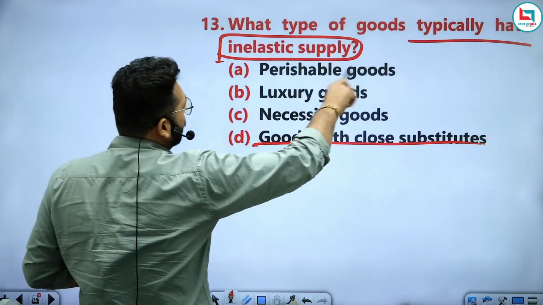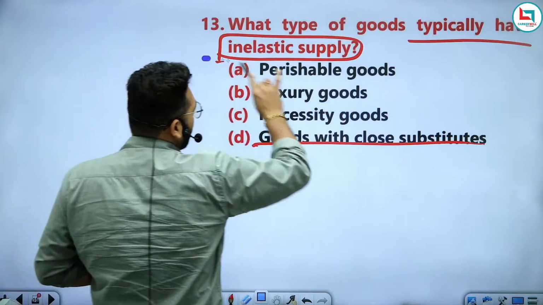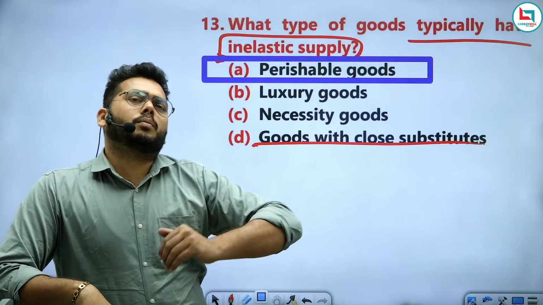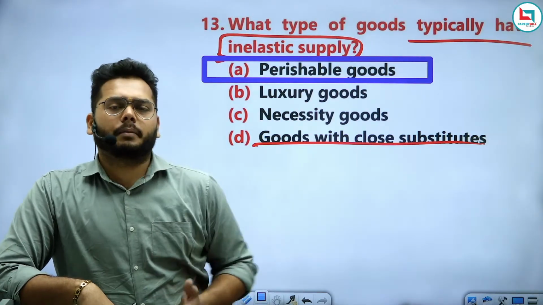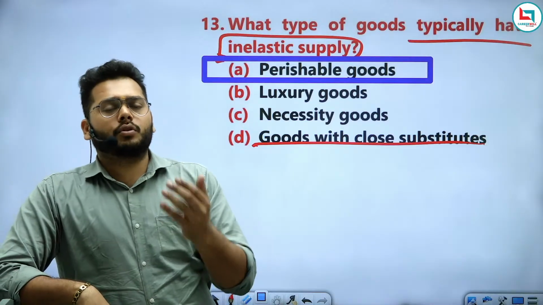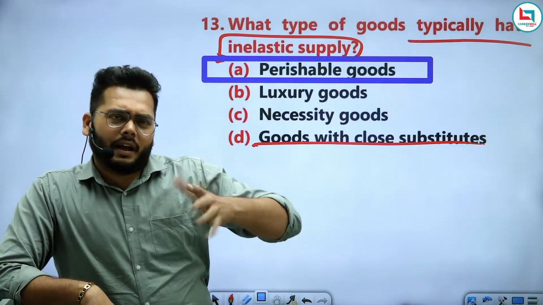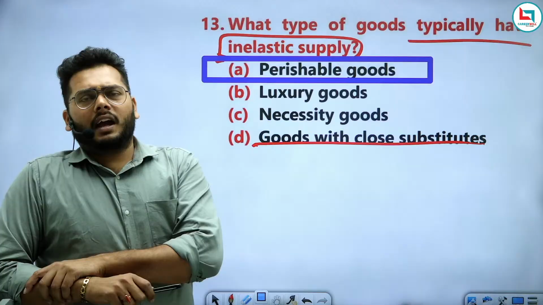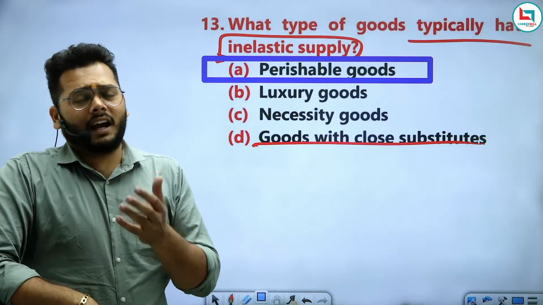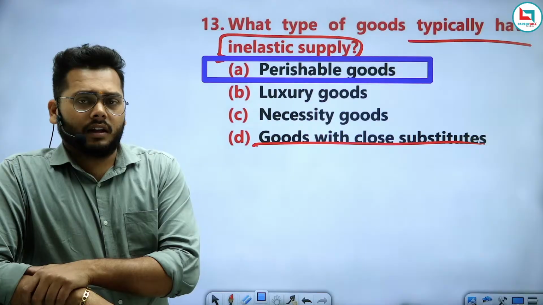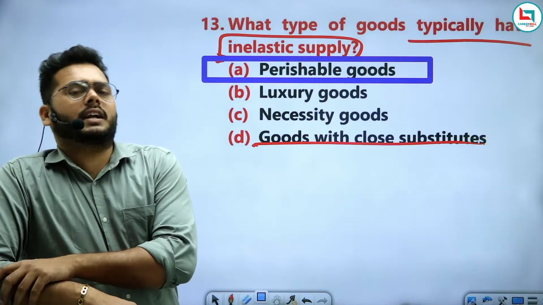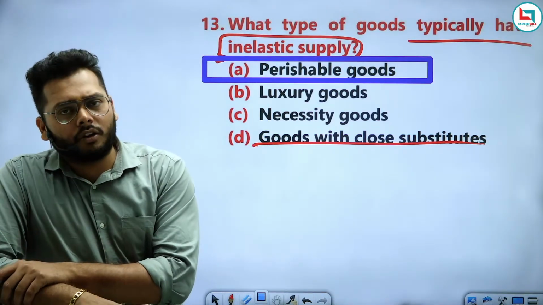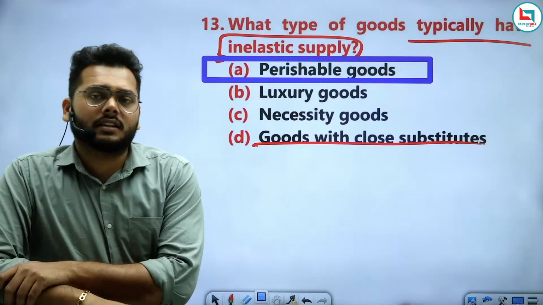So goods like these typically have inelastic supply. This is what perishable goods are. With perishable goods, there will not be much change in the quantity supplied by the producer. The producer will still supply a similar quantity after the change in price. So he will not have much effect on the quantity supplied after the change in price. Am I clear? Because these are perishable goods, he knows everything. If the price is decreased, the consumer will still demand that good. If the price is increased, the consumer will still demand it.